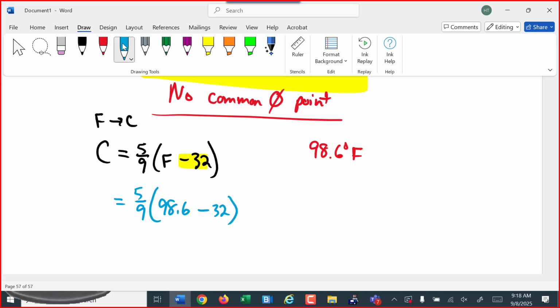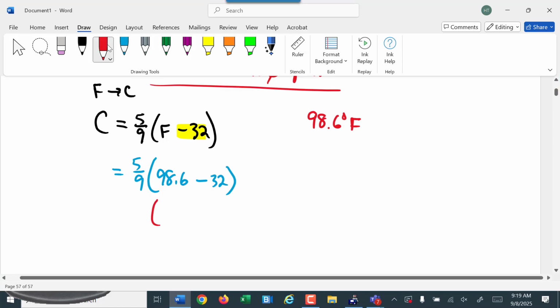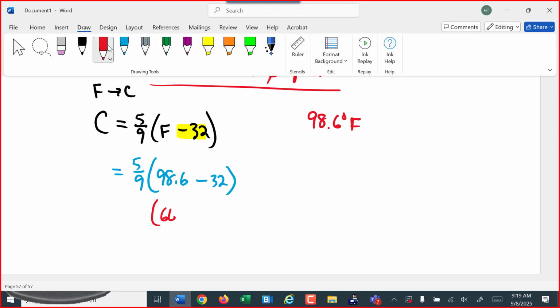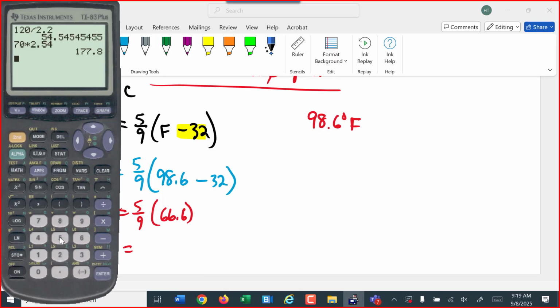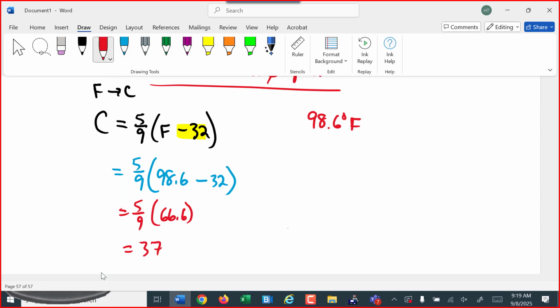And we do our order of operations. So order of operations says parentheses first. 98.6 minus 32 is 66.6. And 5/9 times 66.6 should give us 37, and it does. So human body temperature, 37 degrees Celsius.